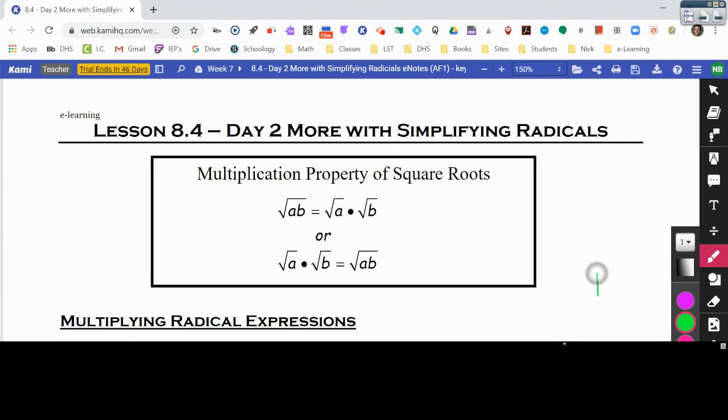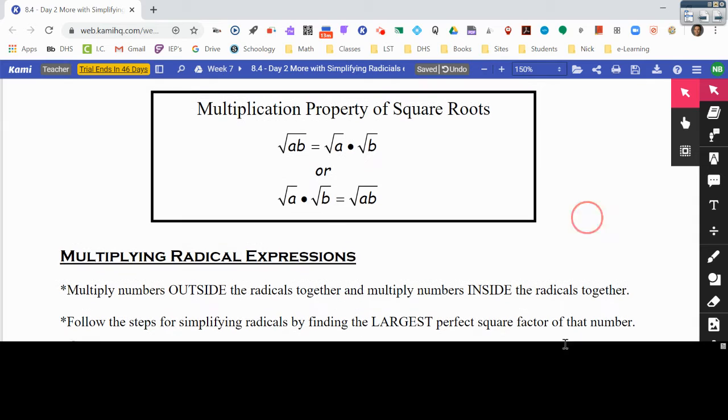So today's lesson is more on multiplying radical expressions, meaning there's going to be more than one term in here. To do this, we want to multiply numbers on the outside of the radicals together and multiply numbers on the inside the radicals together. So the out with the out, the in with the in. And once we do that, then we're going to follow our normal steps for simplifying radicals by finding that largest perfect square factor of that number.